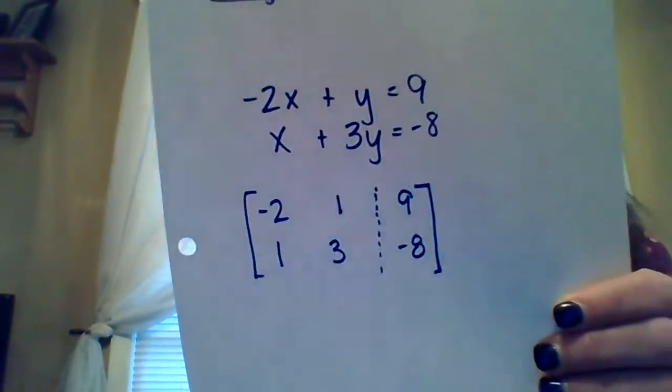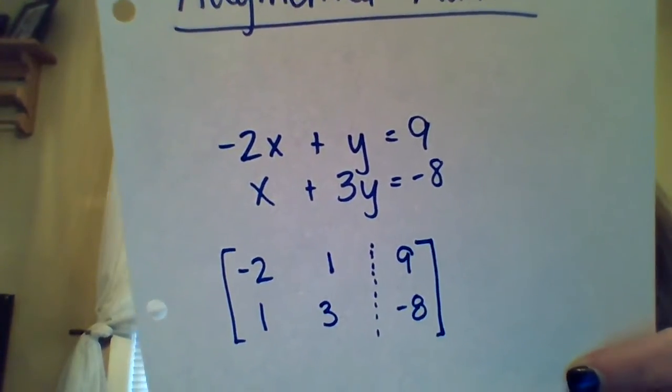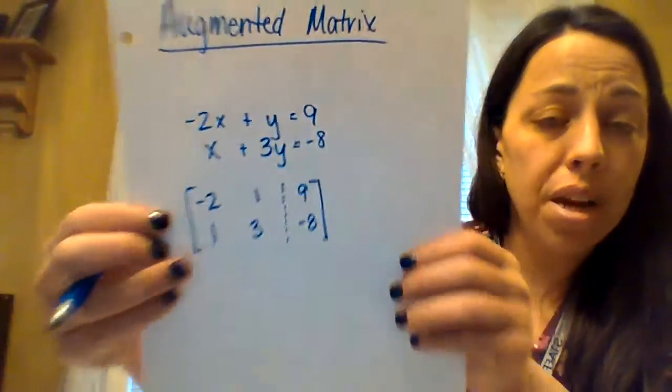Now guys, as I write this down, where the equal sign should go, I'm making a vertical line to separate my coefficient matrix from my answer matrix. Give me just a second. In the bottom row, my coefficients are 1, 3, and the answer is -8. If you write that down right next to each other, hopefully it makes sense where those come from. This is called an augmented matrix right here.